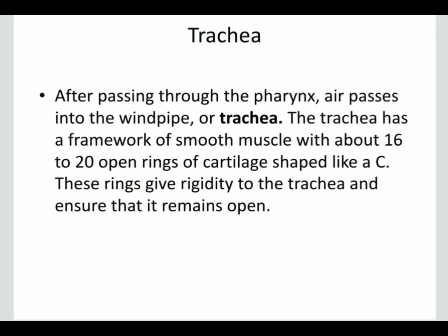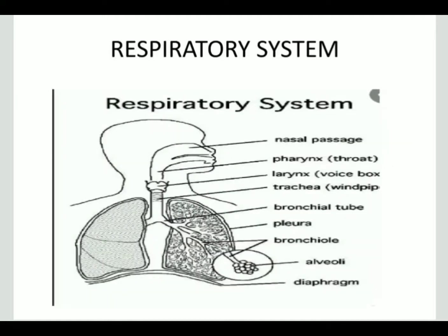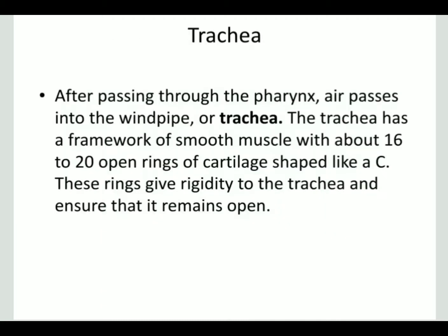So, trachea. After passing through the pharynx, air passes into the windpipe. What is that windpipe called? Trachea. The trachea has a framework of smooth muscle with about 16 to 20 open rings of cartilage shaped like a C. These rings give rigidity to the trachea. So you can see the C-shaped rings after the larynx in the trachea, which is the windpipe. They give rigidity to the trachea and ensure that it remains open.